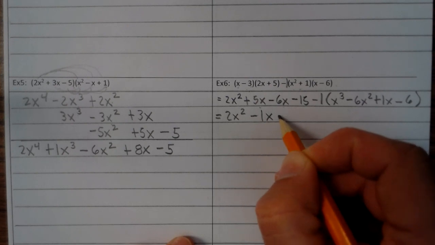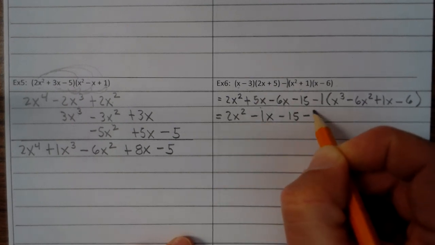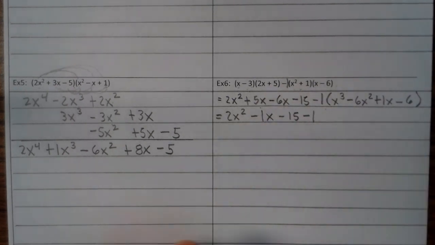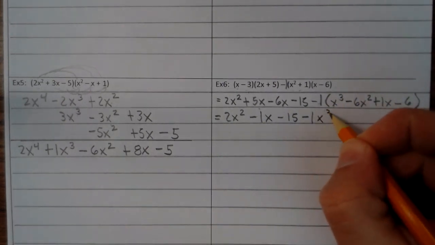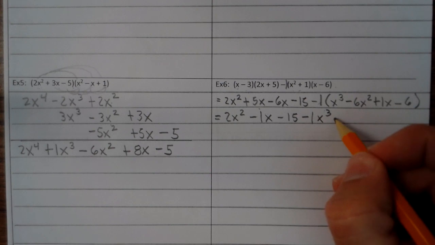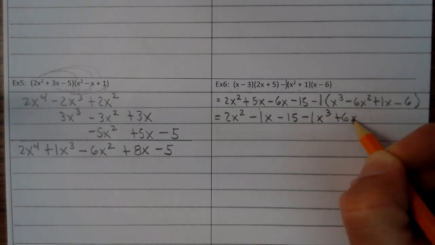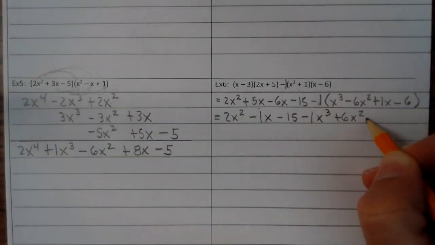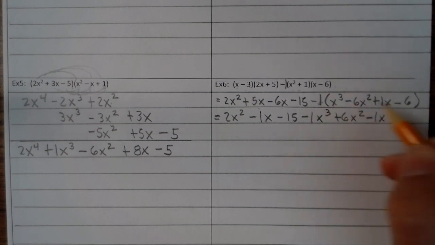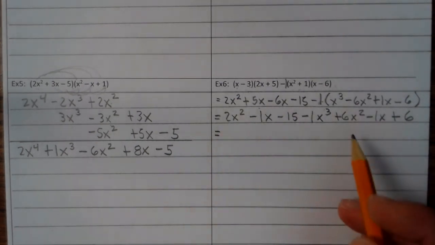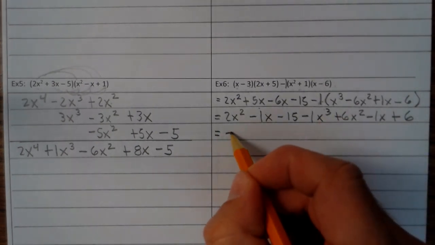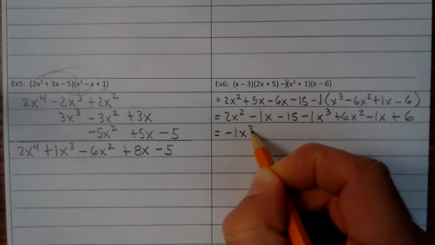And then we need to multiply, and let's do that now. Negative 1 times x cubed is negative 1x cubed. Negative 1 times negative 6x squared is plus 6x squared. Negative 1 times 1x is minus 1x. And then negative 1 times negative 6 is plus 6. Now combine terms. Okay, well, we have the negative 1x cubed. So we're done with that.